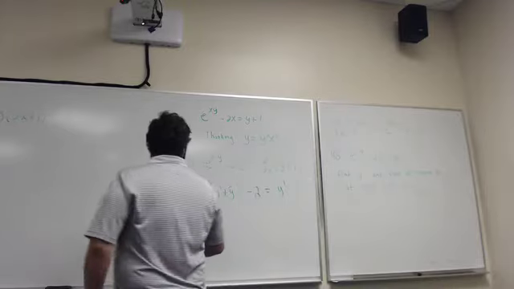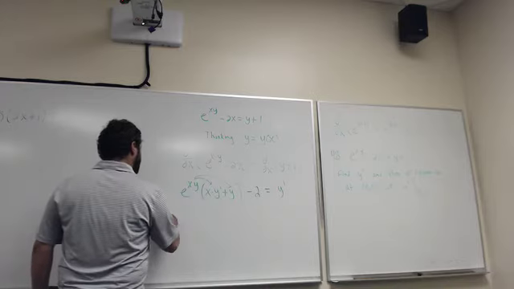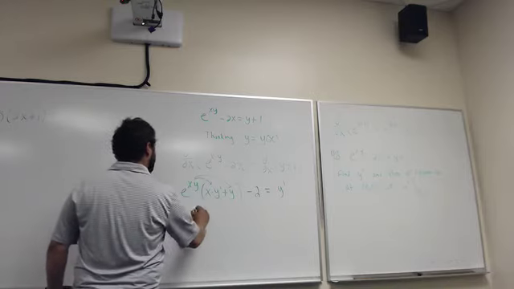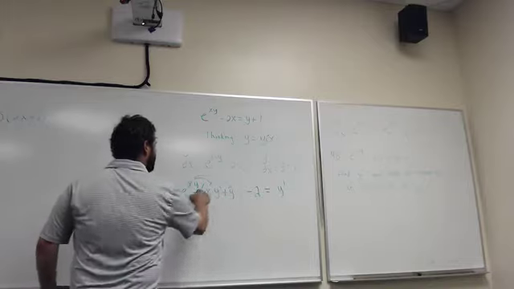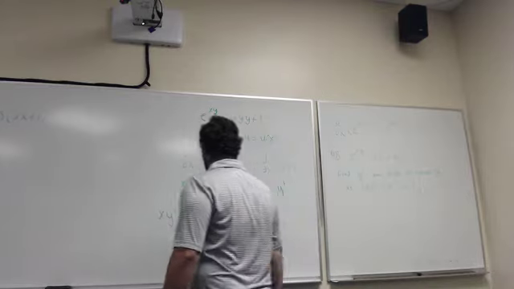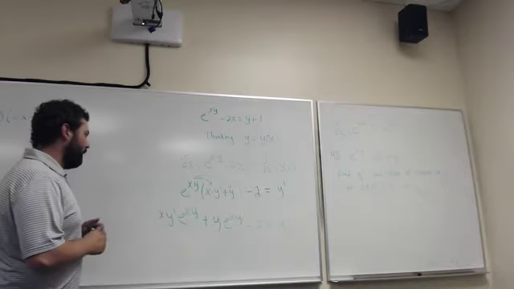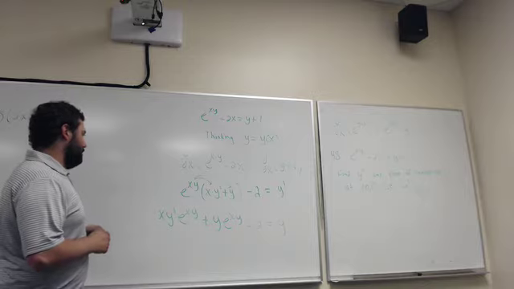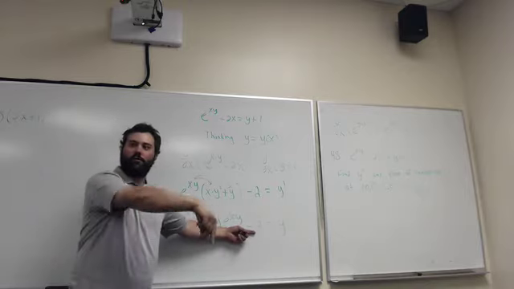Okay. So if I distribute the e to the xy times the xy prime, I'm going to put the xy prime out front and do xy prime e to the xy plus y times e to the xy minus 2 equals y prime. Okay. And then what I can do from here is move this y prime to the left and get these other two terms moved over to the right.